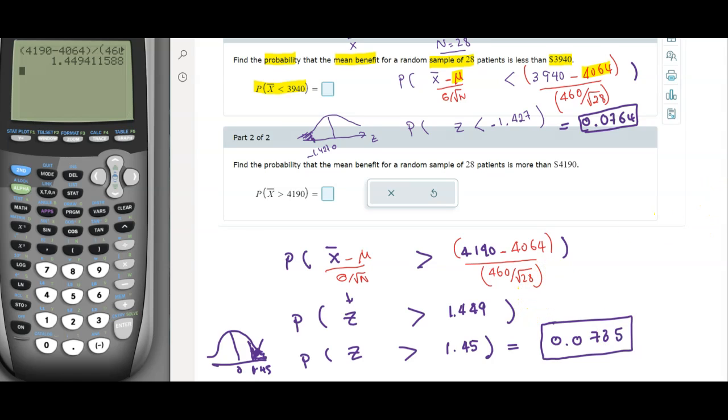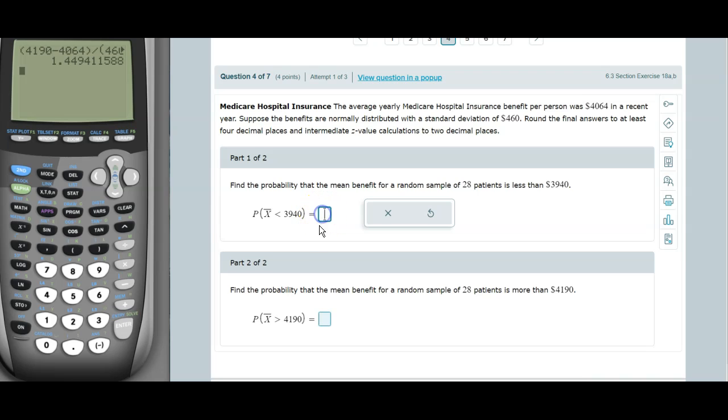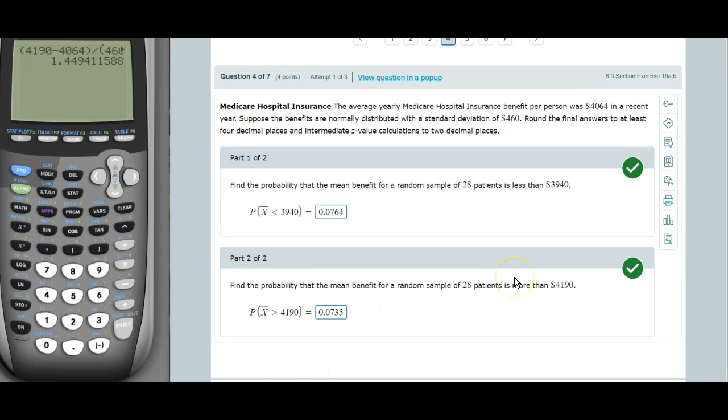All right, so let's double check. This one is 0.0764, and this one is 0.0735. Check. Okay, that's correct. Great.